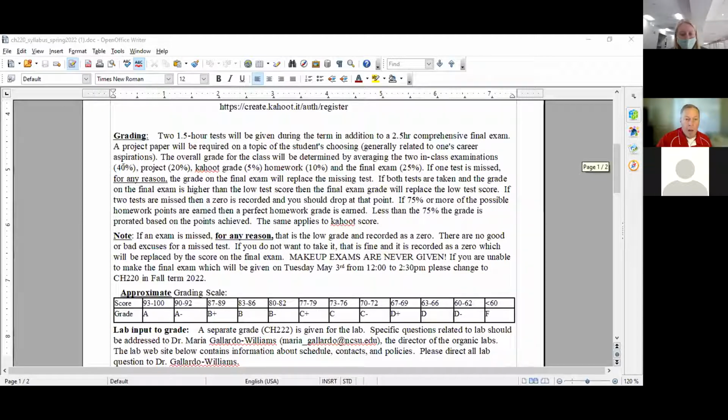The other thing that is part of your grade is a project paper required on a topic of your choosing. And I'm going to put out some suggestions next week. This is just for you. You don't have to go by what I say. You can choose whatever topic you want. But what I want you to do is let me look at your topic before you start researching it. Just get my approval before you actually start diving into it. Okay.